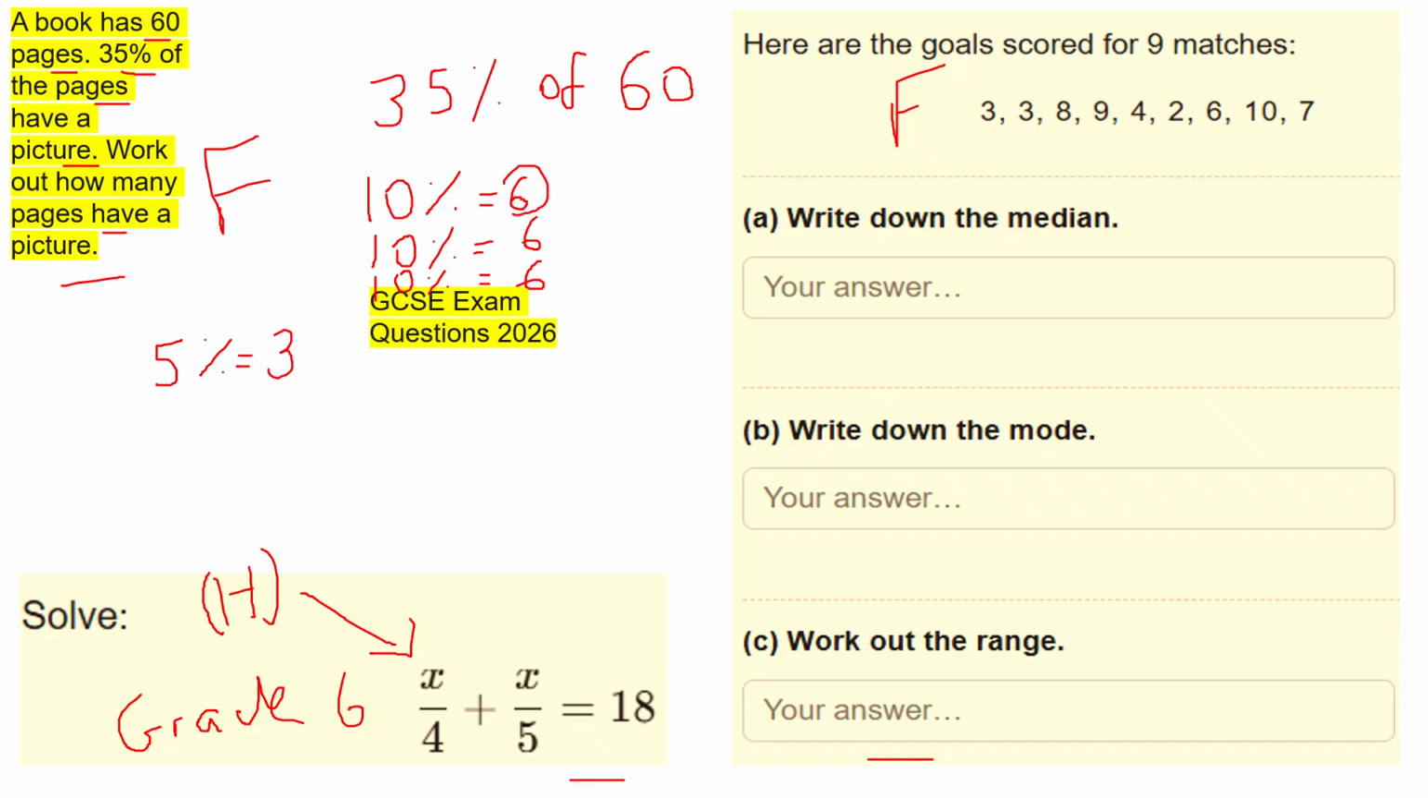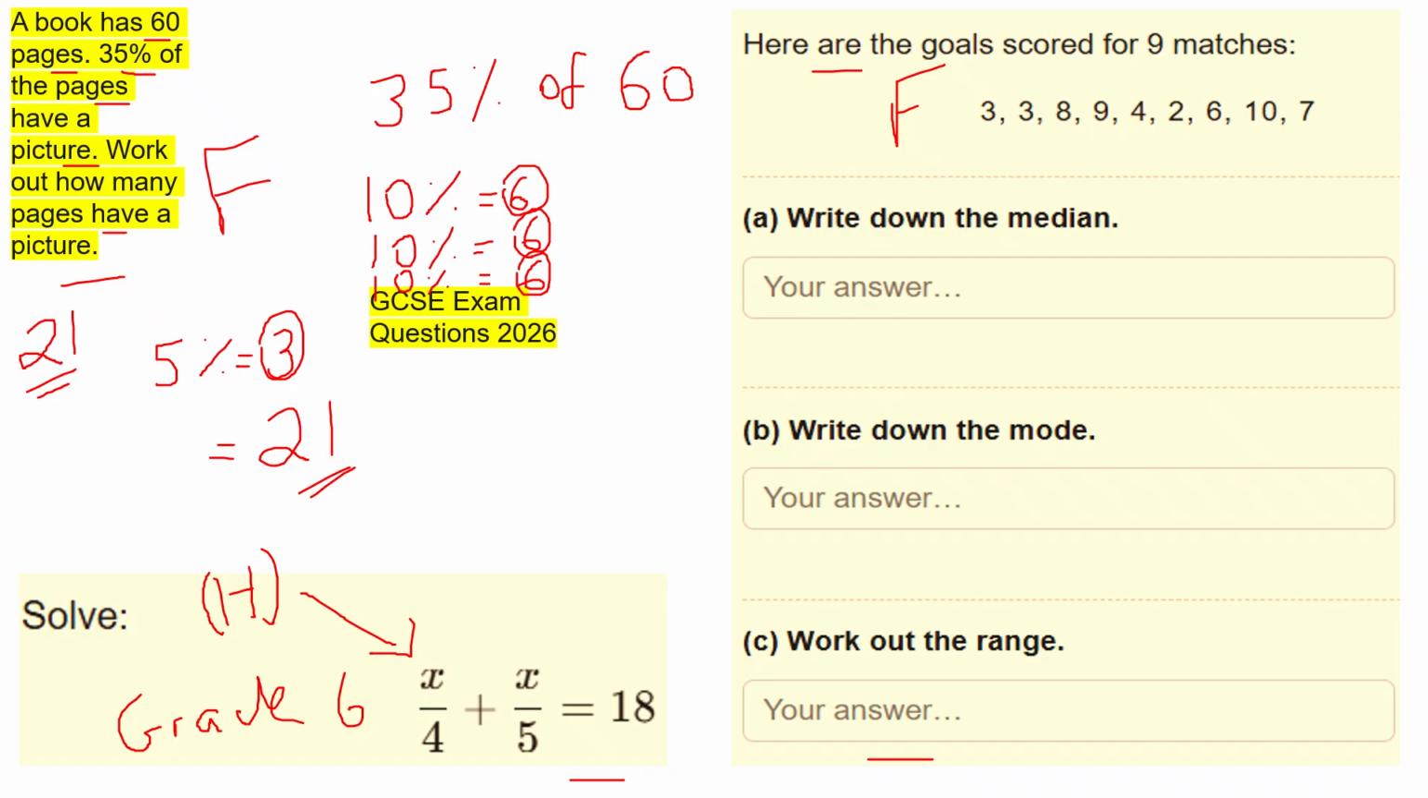I'm now going to add up all the numbers that I'm going to circle here. So 6 plus 6 plus 6 plus 3. Well, 6 plus 6 is 12, plus 6 is 18, plus another 3, guys, is 21. So 21 pages have a picture in a 60-page book, where 35% of them have a picture. So that's a percentage of an amount, a percentage of a quantity, a percentage of a number.